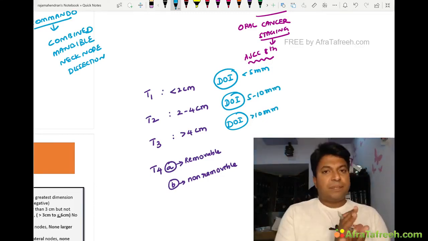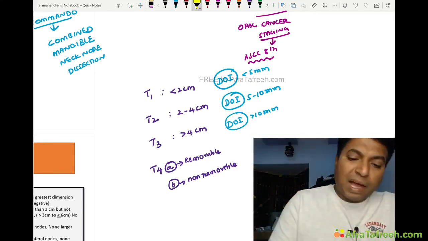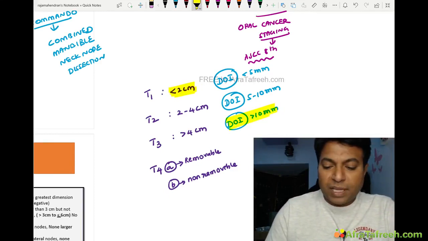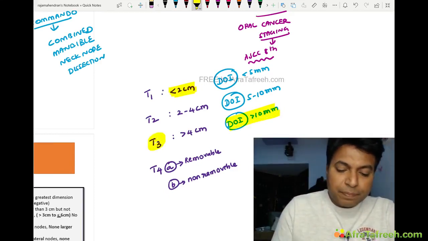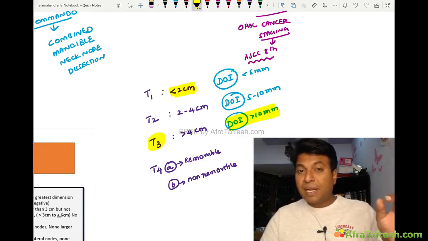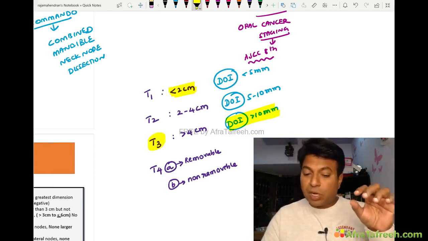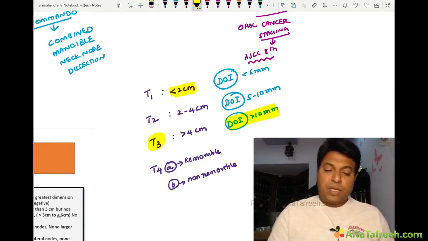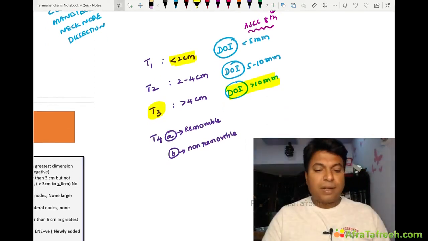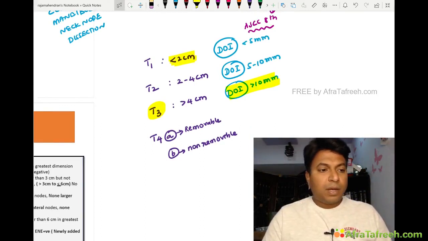So whichever is present, for example, a patient having a 2 centimeter size tumor with a depth of invasion more than 10 millimeter, we should put T3. The biggest one should be taken. So depth of invasion more than 10 millimeter but small size, 1 centimeter also, we should go for T3. So this is a simple T staging. Please don't forget it. Are you clear? T staging.